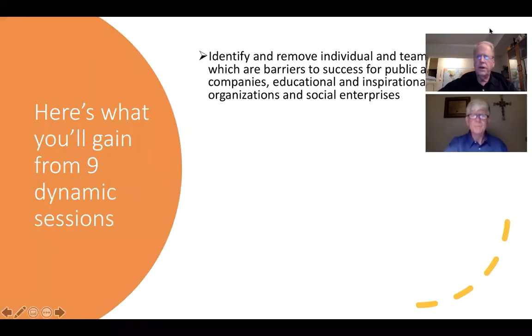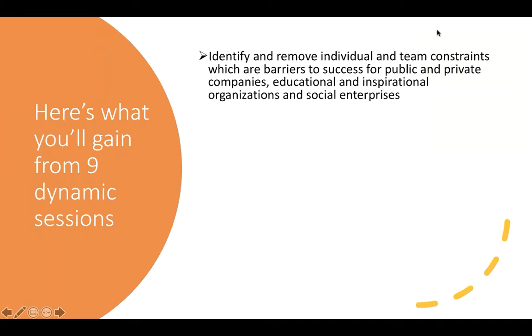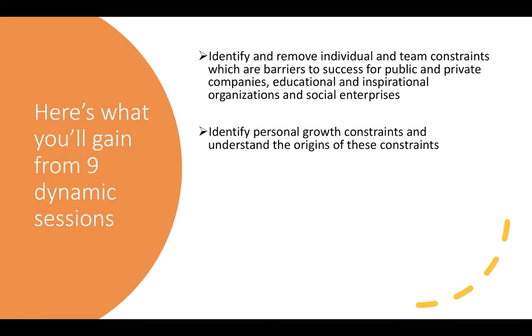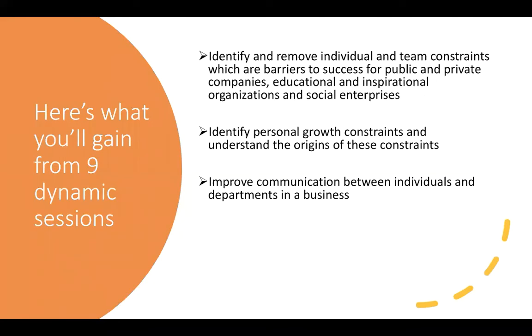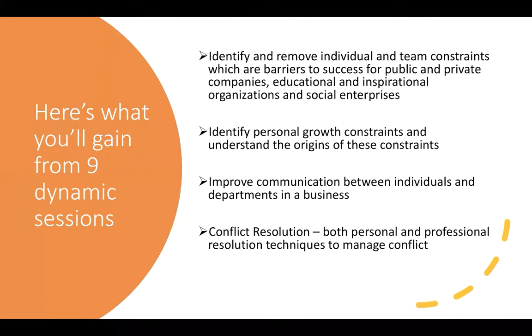So let's take a look at some of the things that you cover in this training. You're going to identify and remove individual and team constraints, which are barriers to success for public and private companies and educational and inspirational organizations and social enterprises. You're going to identify personal growth constraints and understand the origins of these constraints. You'll improve communication between individuals and departments in a business, and conflict resolution, both personal and professional resolution techniques to manage conflict. We touched briefly on that, but there's a whole lot more that goes into that.